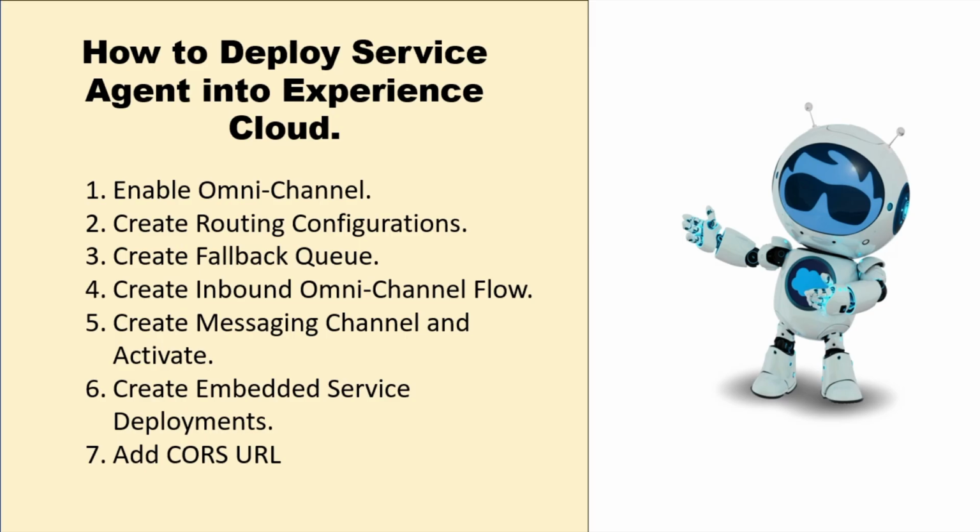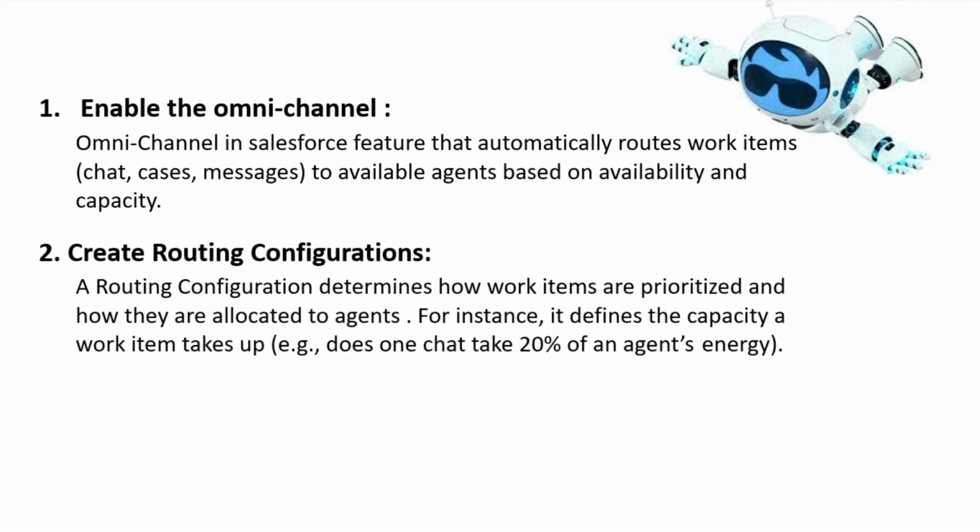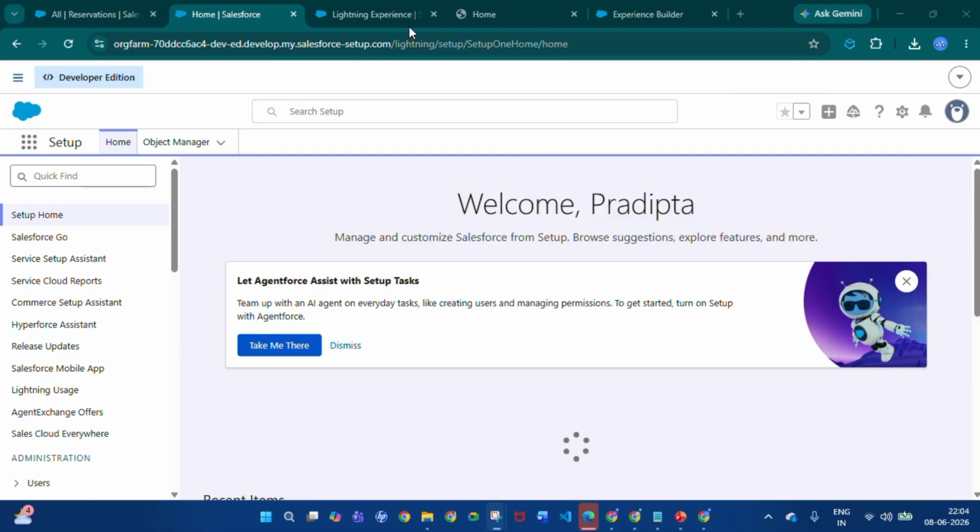Now your next step is to create the routing configuration. So what is routing configuration? It determines how the work items are prioritized and how they are allocated to the agents. For instance, if more than one service agent is there in your org, how the work items are routed to the agent, or if so many users are accessing your service agent, how much capacity, means the agent's capacity, one chat can take. You can specify that in your routing configuration.